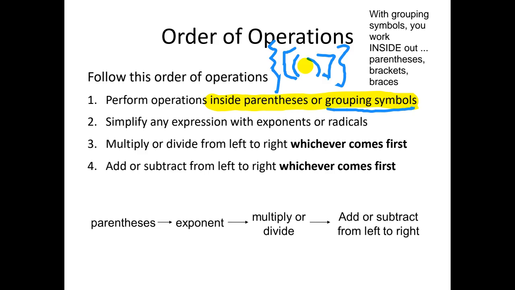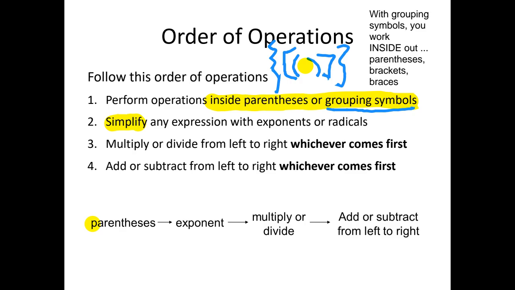Okay. Now, you're going to then simplify. Okay. Simplify any terms with exponents and radicals next. Okay. So that means the P is our first step. The E is our second step. Now, these are the 2 steps that people have trouble with.